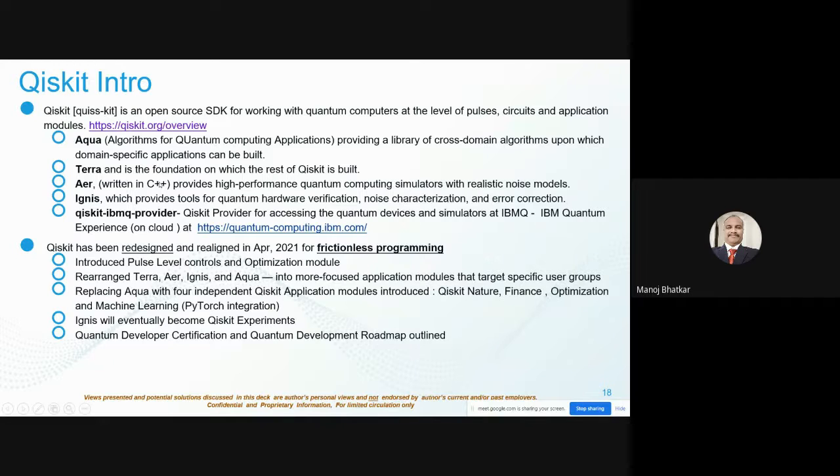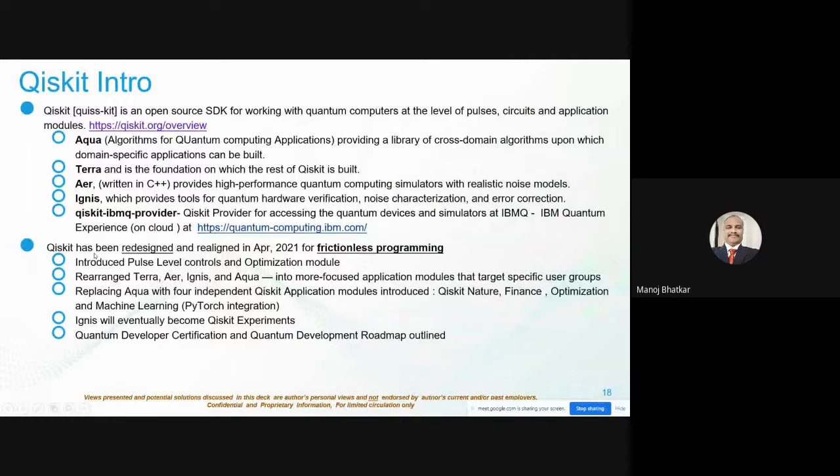Aer is a very high performance simulator with realistic noise introduced as well. Ignis was what we call the noise characterization, error correction, and some experimentation used to happen on Ignis layer. And then there was a layer called Qiskit IBMQ provider, which was basically accessing the quantum devices or accessing the quantum simulator. So this was the layer till April 2021, and IBM, which is a chief sponsor for the Qiskit.